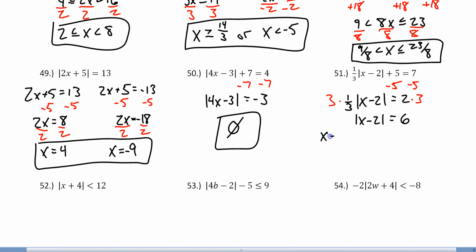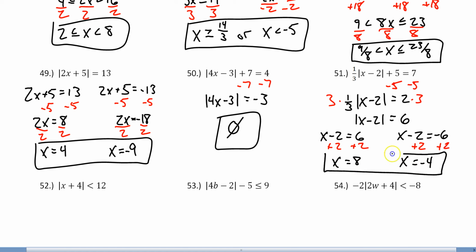Now I can split this thing up. X minus 2 equals a 6, or x minus 2 equals a negative 6. I split it into two things. And now I solve each of these. For this one, I add the 2 to each side. For this one, to solve it, I also add a 2 to each side. And so the two answers I come up with looks like an x equals 8 and an x equals negative 4. And you can plug those back in, and when you do, you should find out that they work.